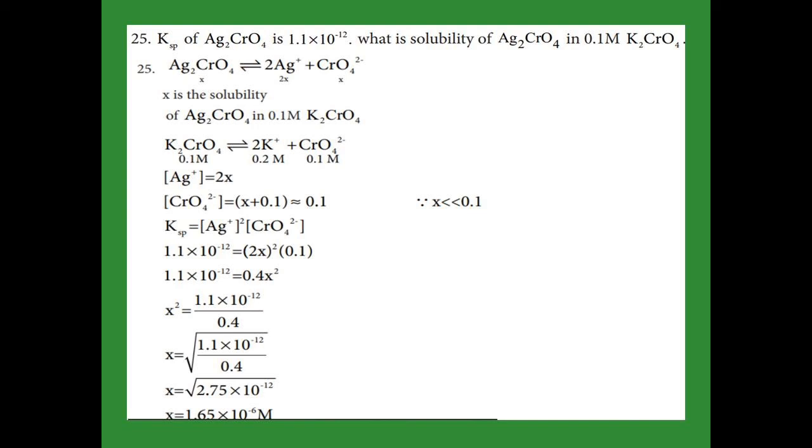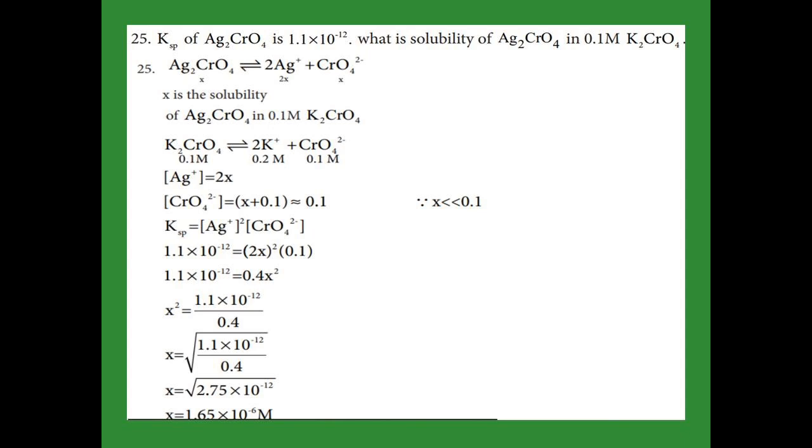Now the concentration of Ag+, how many moles are present? 2 moles in the first equation, so 2x. But chromate is present in the first equation and also in the second equation. First equation x, second equation 0.1 molar, so adding these two, x plus 0.1. But compared to x, 0.1 is a much bigger amount, so we approximately take the concentration of chromate 2- as 0.1.